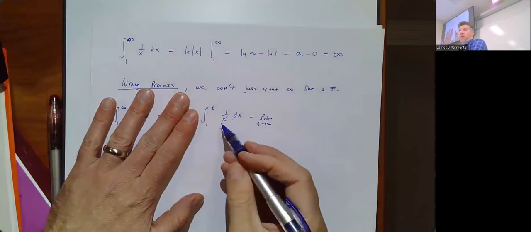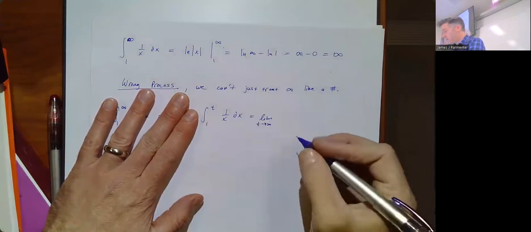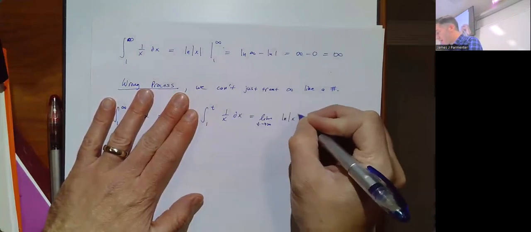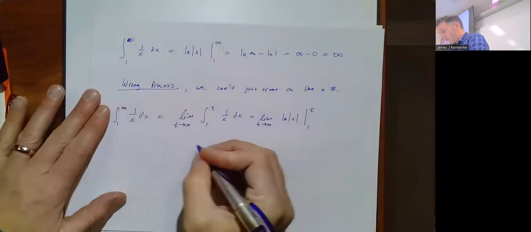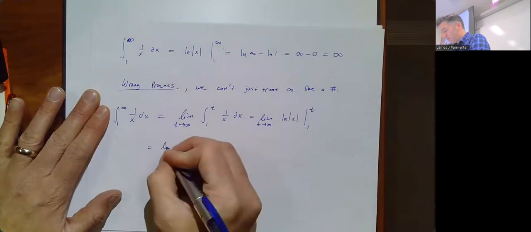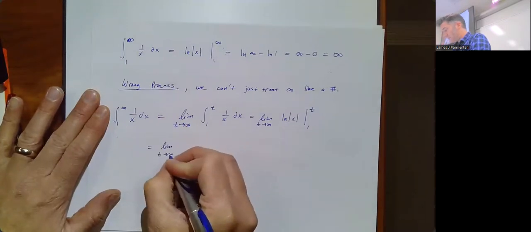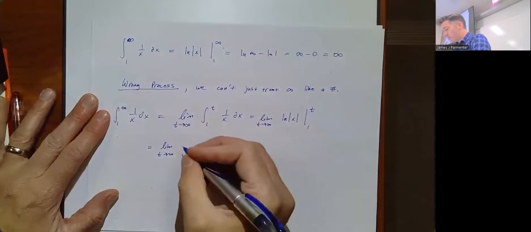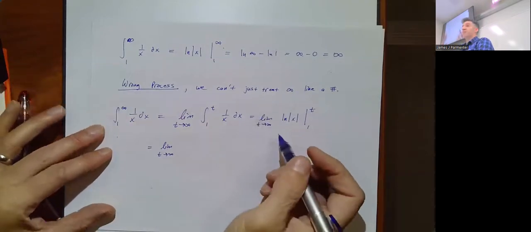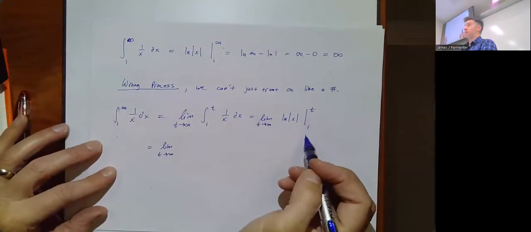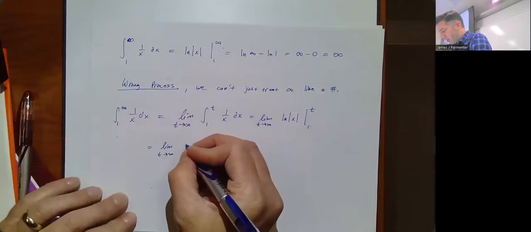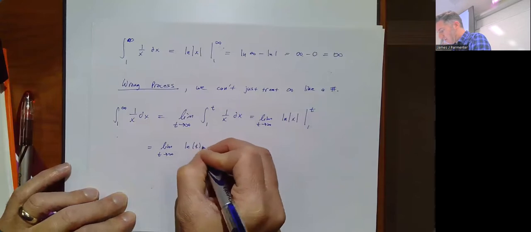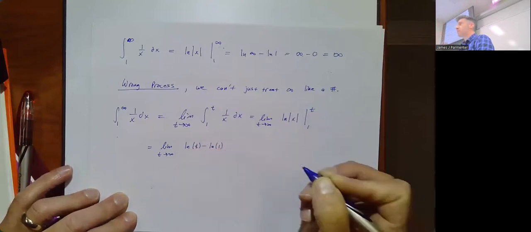We know how to integrate 1 over x. It's the natural log of the absolute value of x. We get the natural log of the absolute value of x evaluated from 1 to t. And then we're going to still ignore the limit, but write it. And then we're just going to plug in our limits of integration. Sometimes you'll see people drop the absolute values here because t is positive and 1 is positive, so we don't need the absolute value of them. People often write this as just the natural log of t minus the natural log of 1.